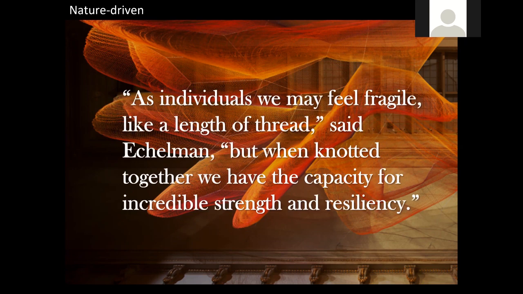Let's look at a quote from her. "As individuals, we may feel fragile like a length of thread, but when knotted together, we have the capacity for incredible strength and resiliency." So it makes you wonder how many people are looking at this and the individual pieces of it and reading it as a whole.